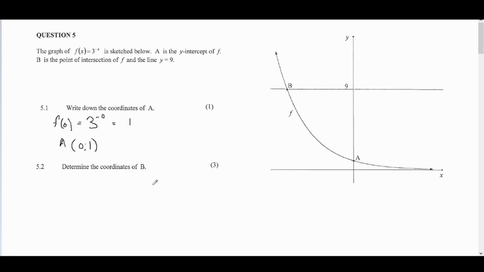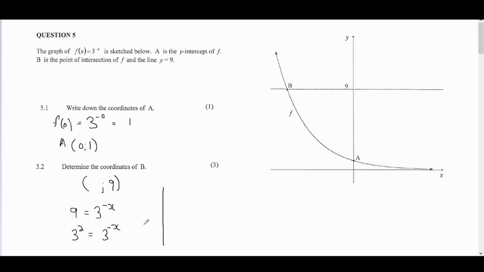Question 5.2. Determine the coordinates of B. We can see that B is on y equals 9, so we already know our y coordinate is 9. To get our x coordinate, we substitute into our function in the y spot, so it becomes 9 equals 3 to the minus x, and now we just solve for x. To do that, we need to make the bases the same, so 9 is 3 squared, which equals 3 to the minus x.